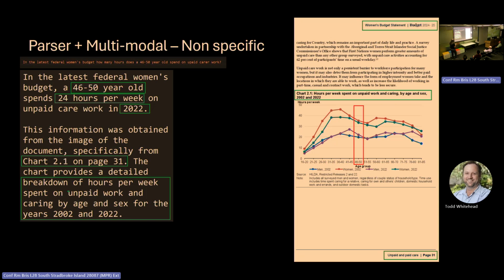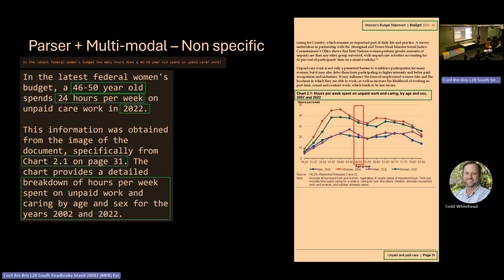So I asked the question again. This one I asked a bit more non-specific, so I want to see where it goes. I asked it, in the latest women's budget, how many hours does a 46 to 50-year-old, so no gender, spend on unpaid care work? It says 24 hours a week in 2022. And then it knows that it's the right chart. It knows it's on page 31, and the breakdown of unpaid caring by sex and age. So it has read the chart correctly.